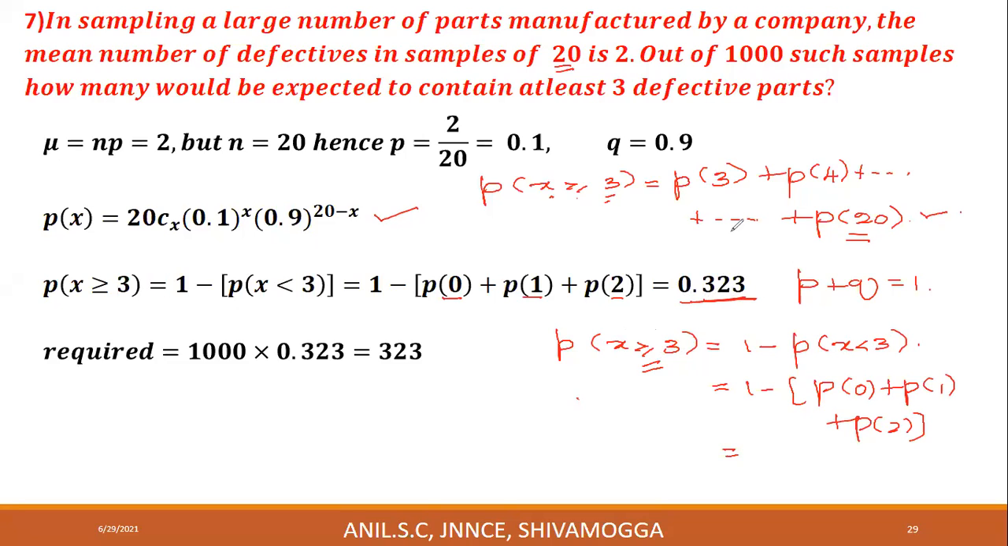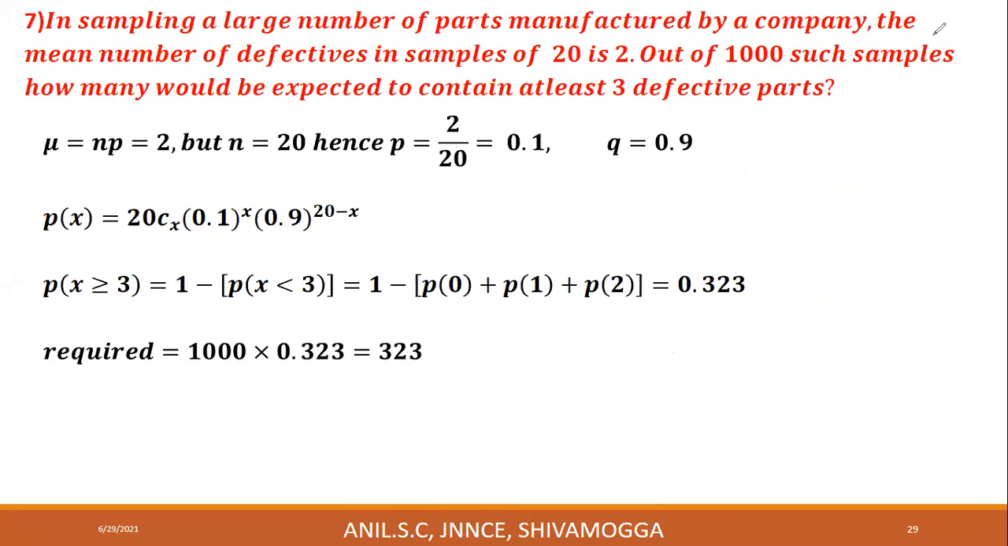This is the probability with respect to each sample of 20 units. How many such samples are there? 1000. Therefore, the required probability is 0.323 into 1000, because 1000 such samples are there. Therefore, 1000 into 0.323 is 323. There are 1000 such samples.